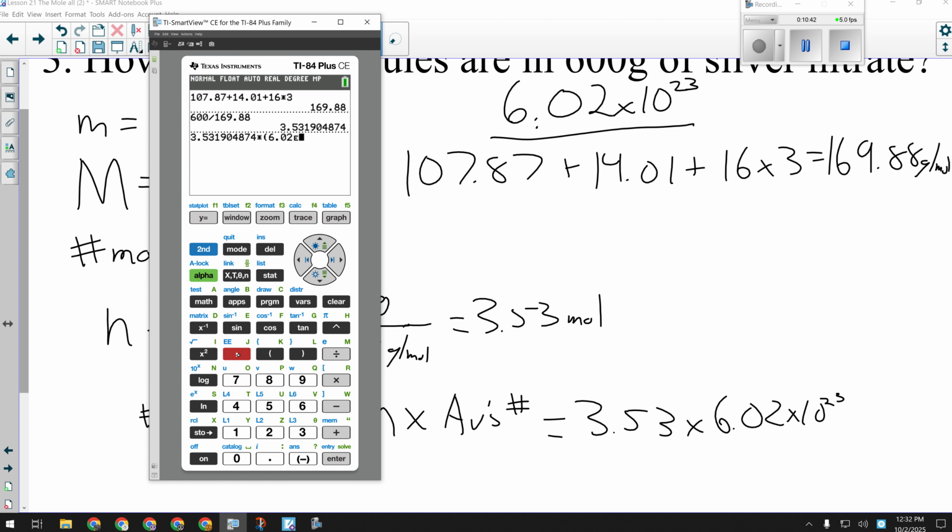Then the next number you put in is the exponent, 23. So the little e actually means times 10, and then the next number you put in is the exponent. So in this case, 23, and you close the bracket. Everybody with me there? Now I just hit enter. That's a big number, agreed?